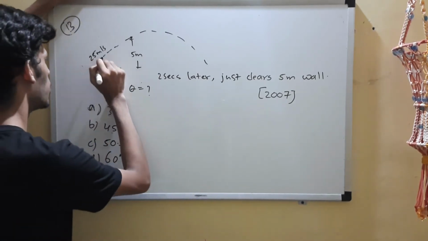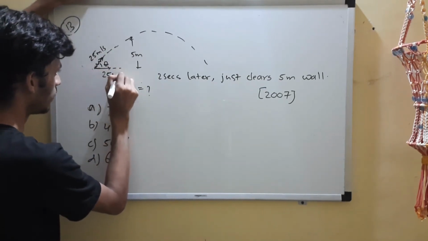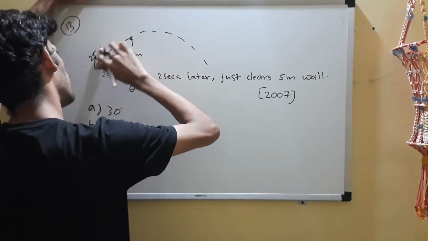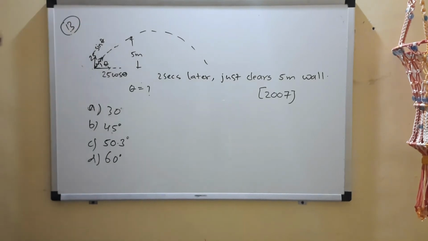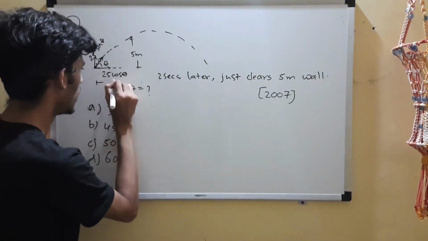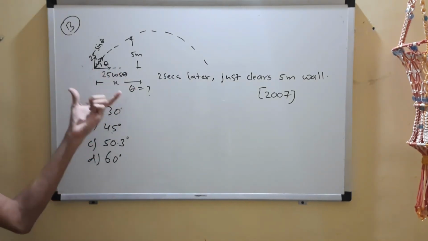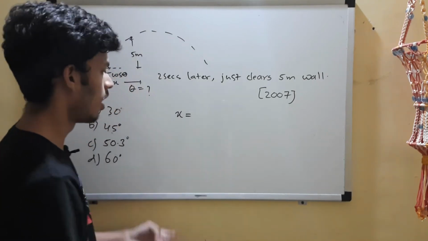First thing that I'm going to do is resolve this. Okay, I'll just break it into 25 cos theta, and opposite to theta you'll have 25 sine theta. Now let us assume that this distance between the wall and the point of projection is x. Okay, we'll find that x. So how will we do that?